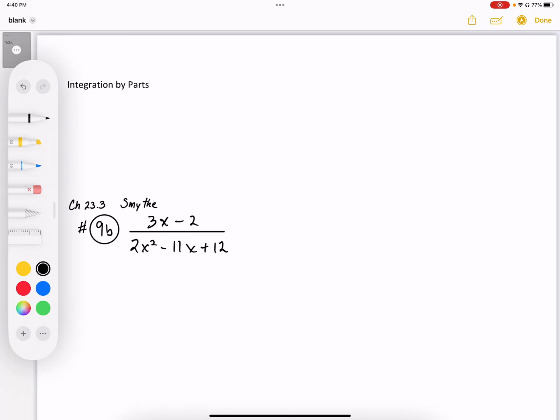To integrate this expression, we need to recognize, first of all, that we can't do some simple substitution and that this is a partial fraction that we're going to have to break down. So first thing we do is we factor.